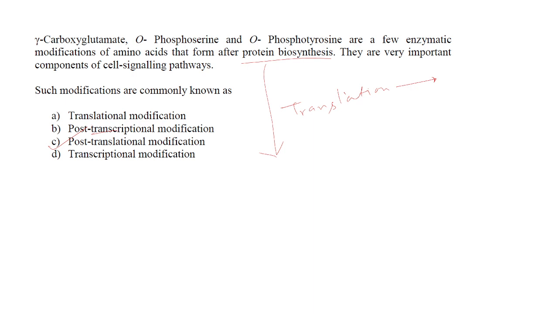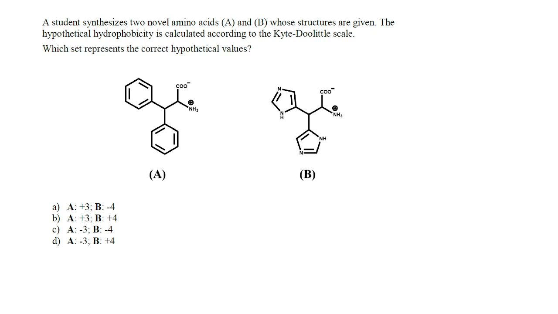Okay, sir. So next, students synthesize two novel amino acids, A and B, whose structures are given. The hypothetical hydrophobicity is calculated according to the Kyte-Doolittle scale. Which set represents the correct hypothetical values? A, B, C, D.